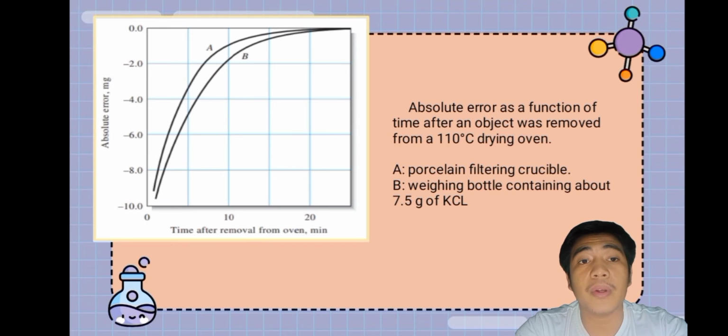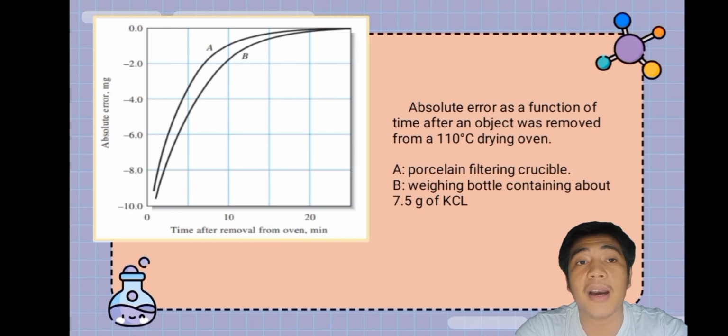So in this graph, we will see the effect of temperature in weight data. In this table, we have absolute error as a function of time after an object was removed from a 110 degrees Celsius drying oven. The first line, line A, is a porcelain filtering crucible, and line B is the weight of a bottle containing about 7.5 grams of KCl or potassium chloride.